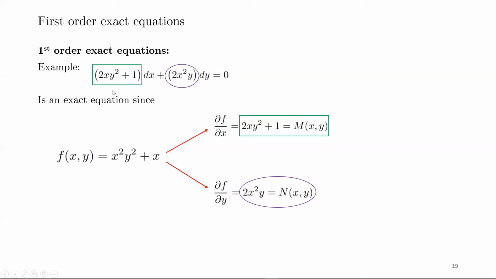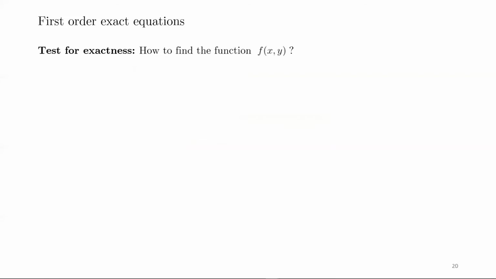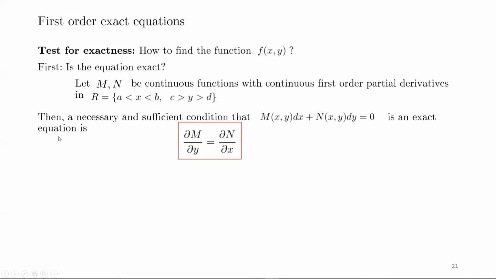Okay, so I can tell you that this is an exact equation because I could find a function f, but I haven't yet told you how I can find this function f. So that's what we're going to move on to now. How do we find this function f of x y for these exact equations? First we better check that we actually have an exact equation.